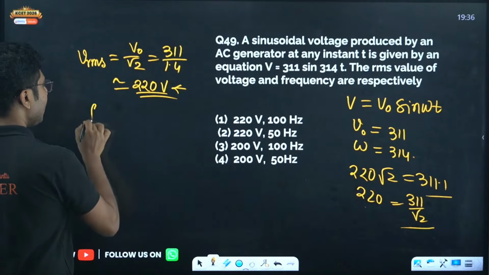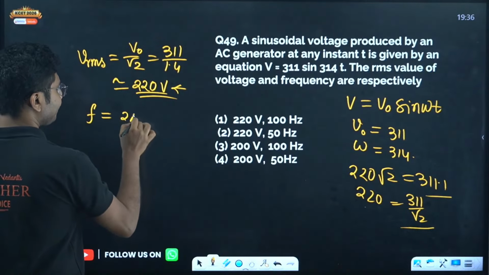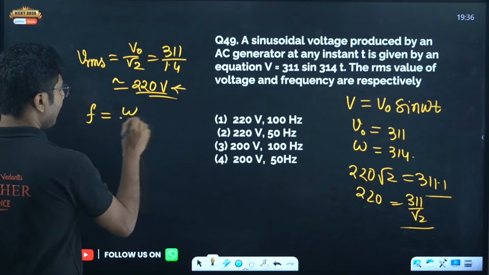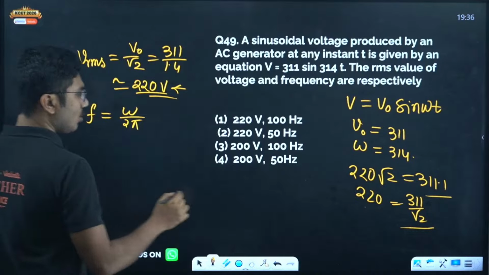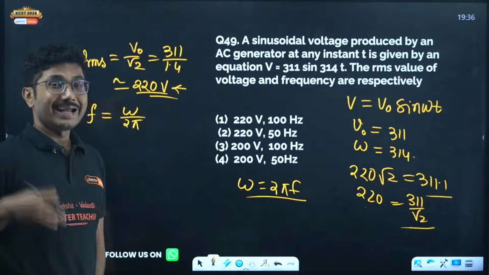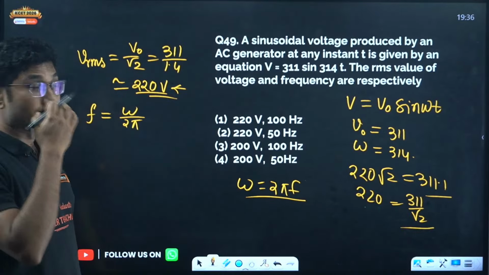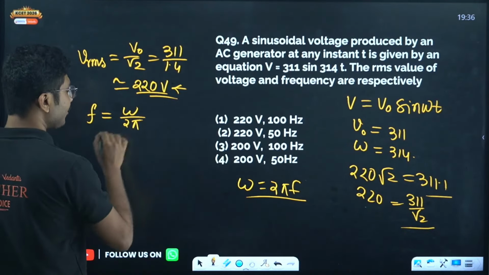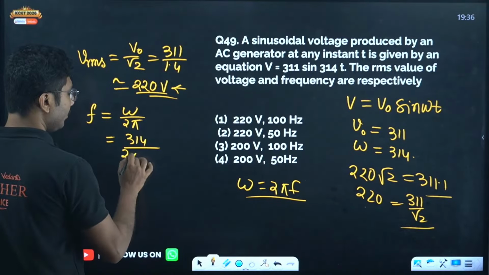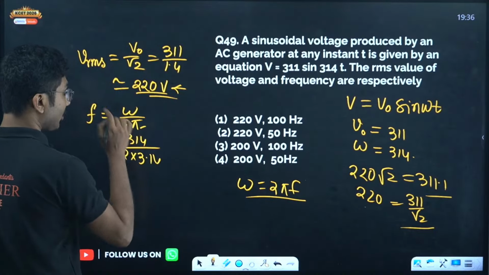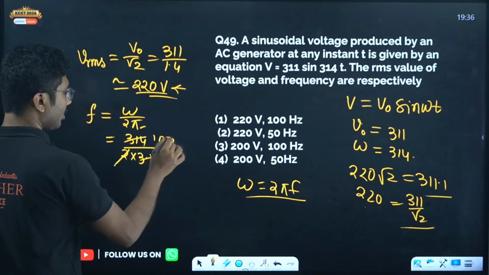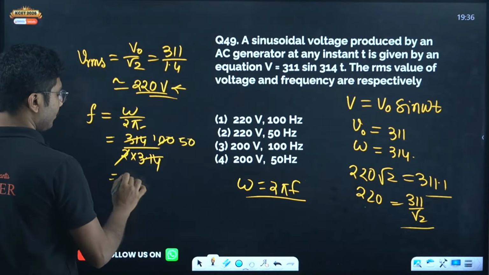What about frequency? Frequency is omega by 2 pi, right? Omega is equal to 2 pi f. If you remember how you solved your alternating current chapter numericals, this was the substitution we used. So omega is 314, and 2 into 3.14, pi is 3.14, so we get 50. So 50 hertz.